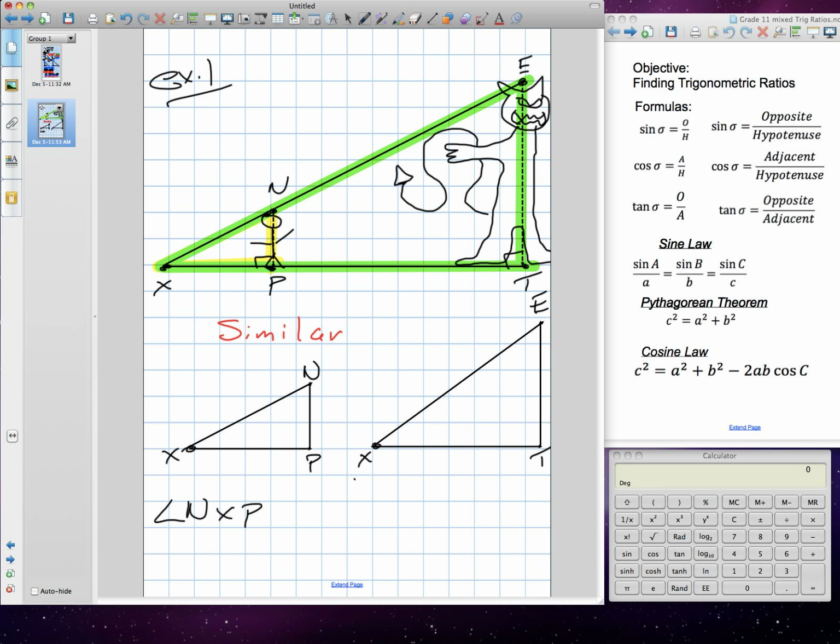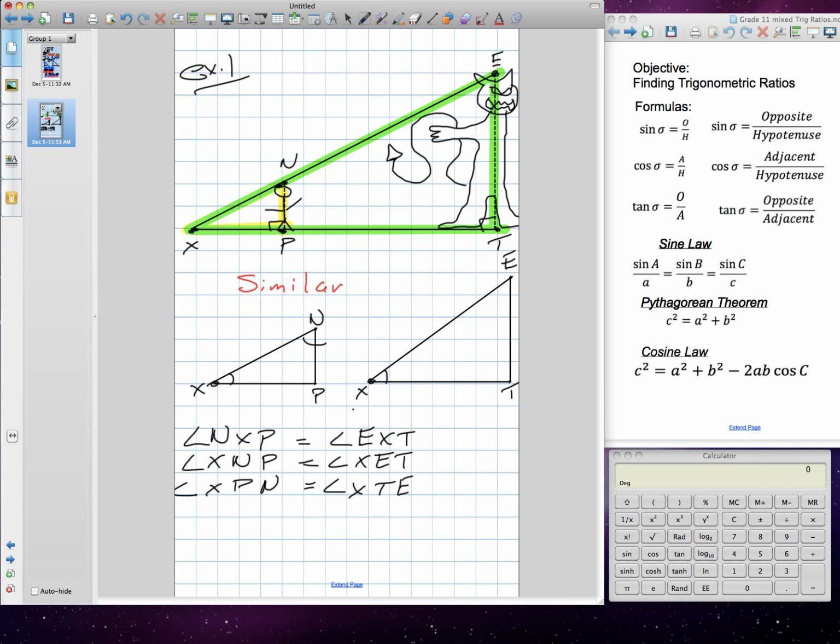Now what I want us to do is make some statements about this triangle. First of all, I would like to know angle NXP. What angle would that be equal to in the other triangle? Yes, angle EXT. Very important, the X is the middle letter in both of those. How about angle XNP? Would be equal to XET. And finally, angle XPN would be equal to angle what? Anyone know? XTE. Good.